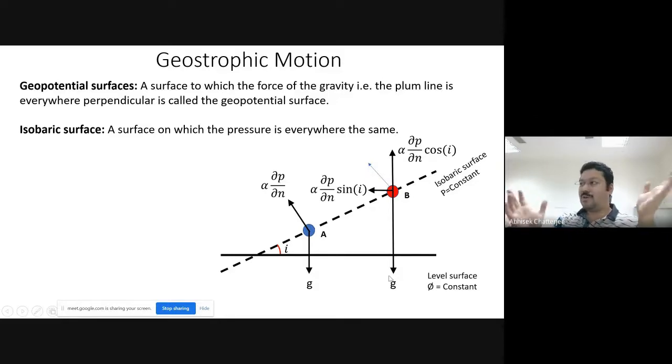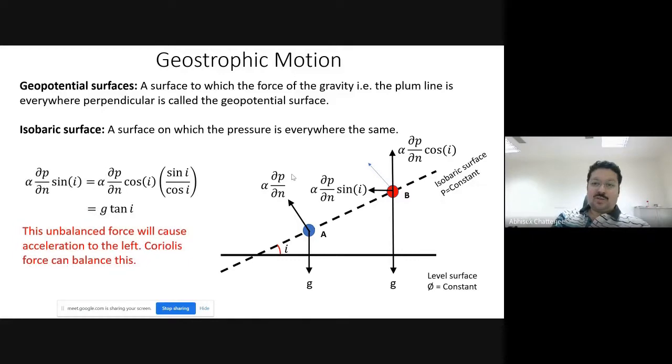Because there is no other external force. But then you have another component, alpha del P del N sin I, which is not balanced and is directed to the left. Since there is an unbalanced force here, what will happen? It will make an acceleration to the fluid. So the fluid will accelerate over time because you have an unbalanced force. Unless it goes to zero, that acceleration will not stop.